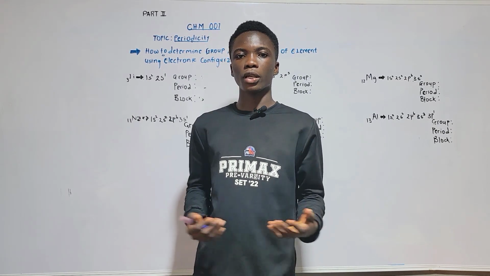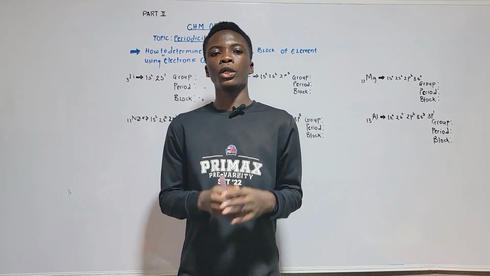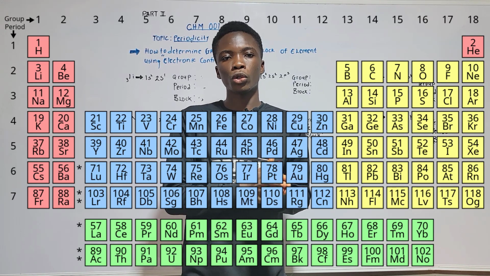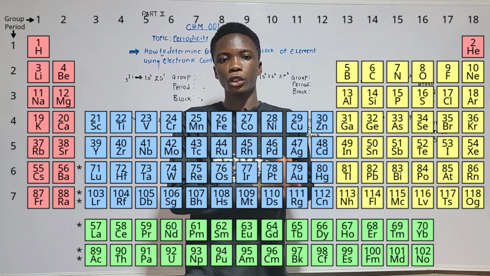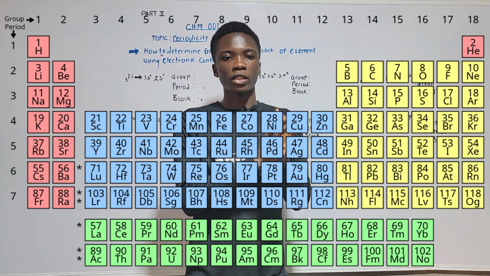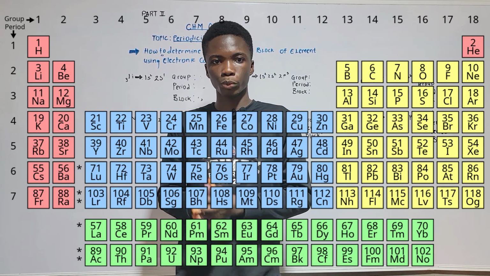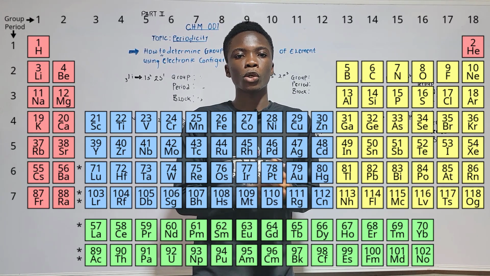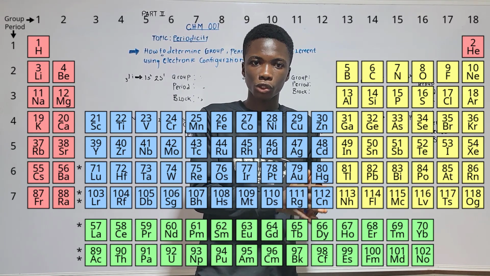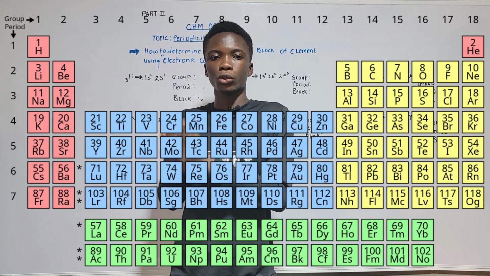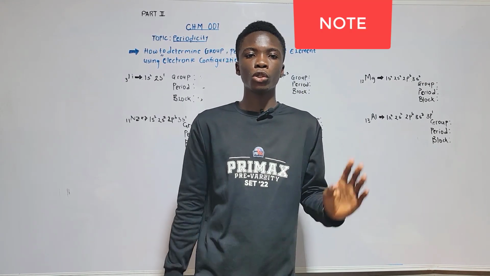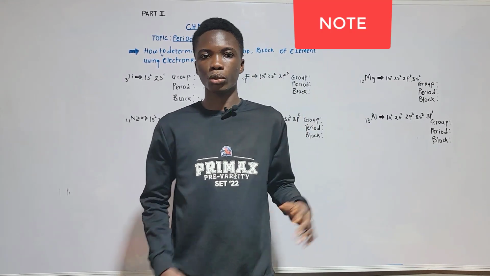So now, when we are talking about the block, group, and period, what do we mean by that? First, let's discuss group. The group represents the vertical column or the vertical section on the periodic table. So elements in the same vertical column of the periodic table are in the same group. There are majorly 18 groups on the periodic table. Each vertical section represents a particular group.